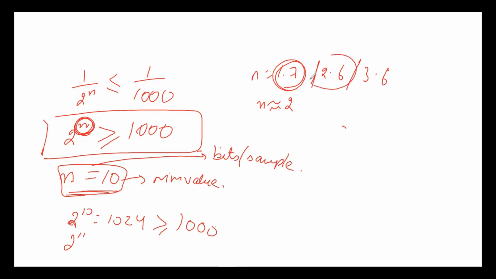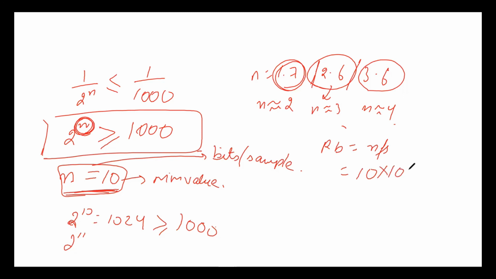If you get 2.6, you can take n approximately 3. Here you can take n approximately 4. So we always round it off to the integer value. Okay, so here you get n is equal to 10. Next you have to find RB, that is bit rate. Bit rate is n into fs. So it will be 10 into 100 kilohertz. So I think it will be 1 megahertz, or you can say 1 Mbps.